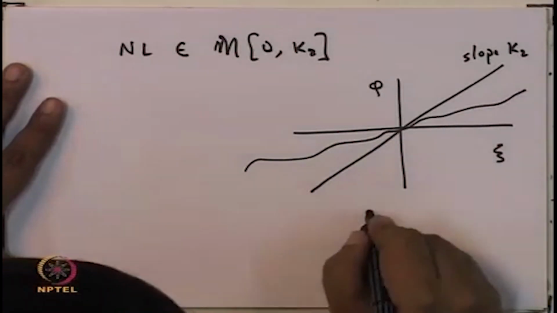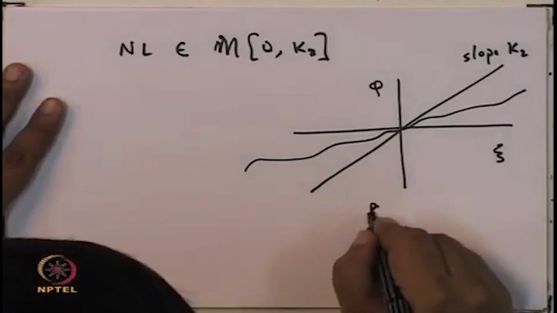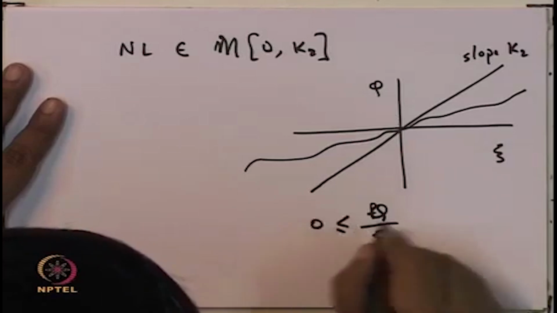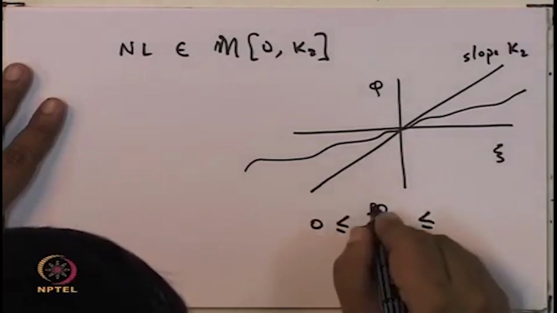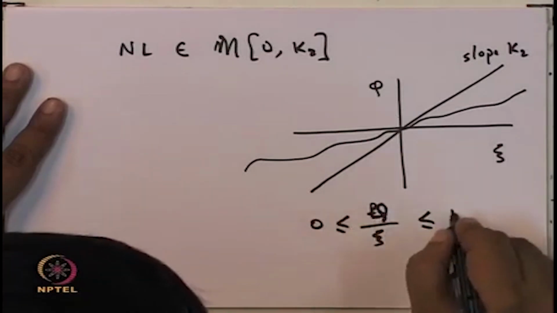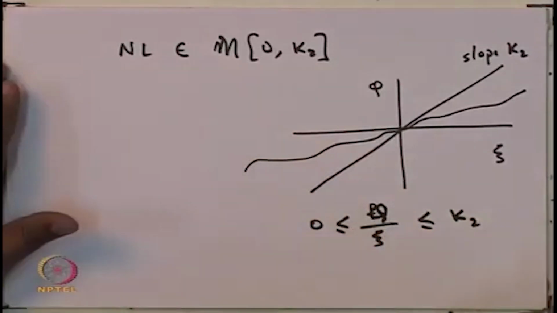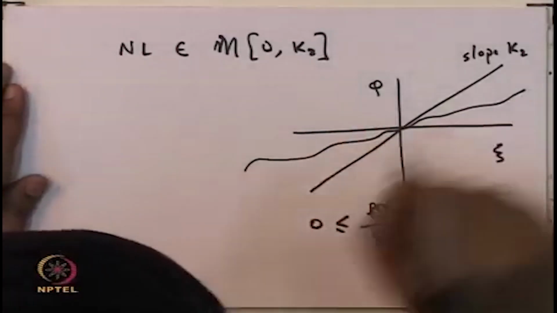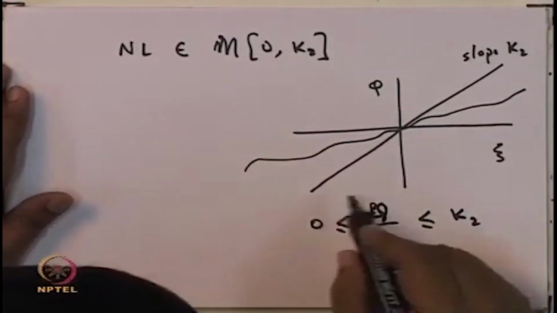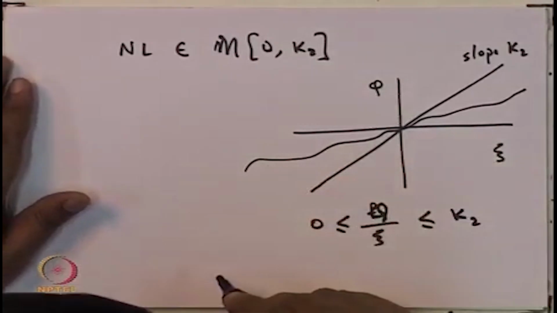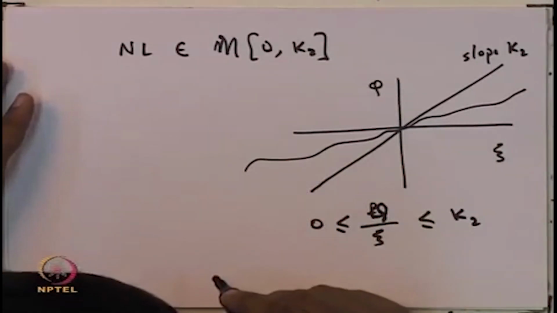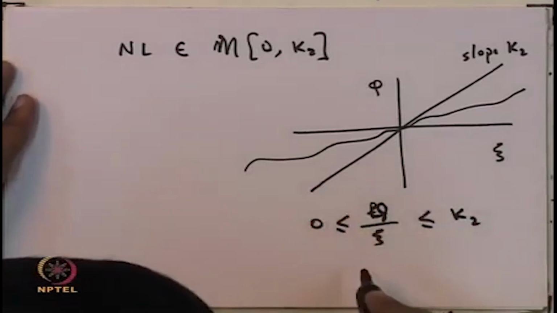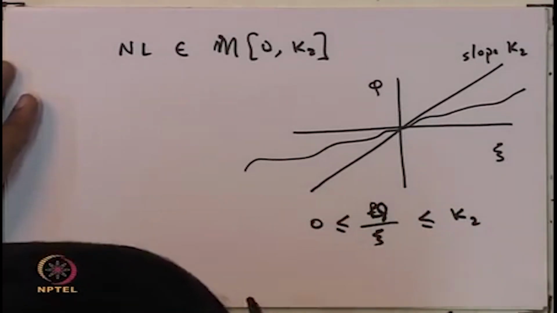Or in other words, phi by psi is less than or equal to 0, 0 is less than or equal to phi by psi, which is less than or equal to K2. Now, if you have nonlinearity of this kind, then this particular inequality I could rewrite in the following way.